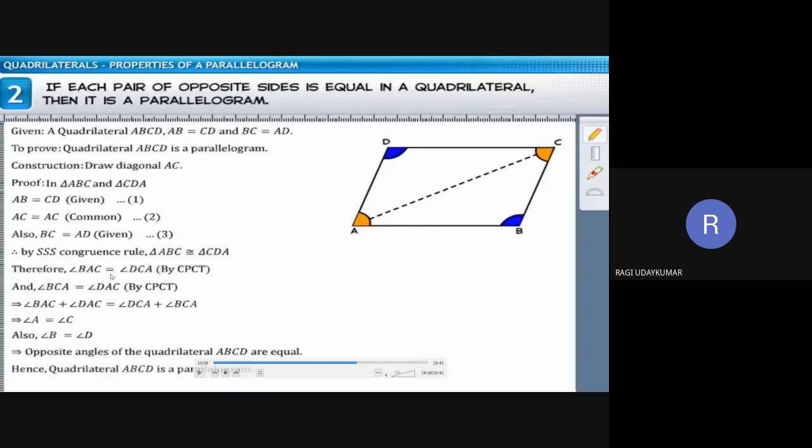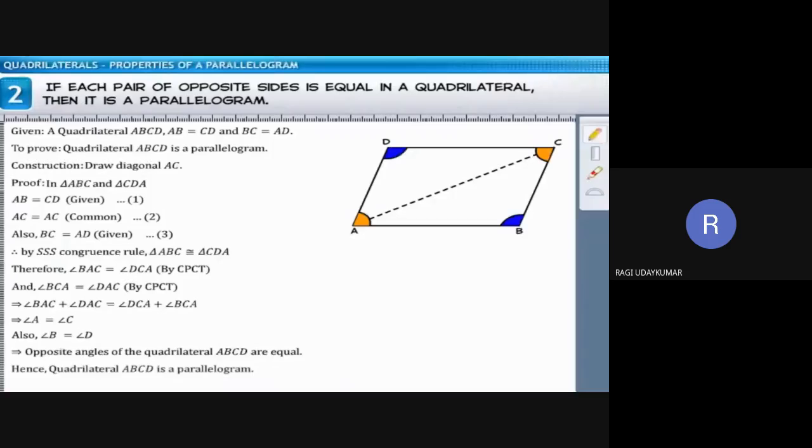In this place you can write AB parallel to CD directly. Why? Because these two are alternate angles. Alternate angles equal बोले तो lines are parallel. Yes sir. If the alternate angles are equal, the lines are parallel. ABCD is a parallelogram. हो गया, समझ में आया? वो ऐसा भी लिख सकते हैं, that is also right.